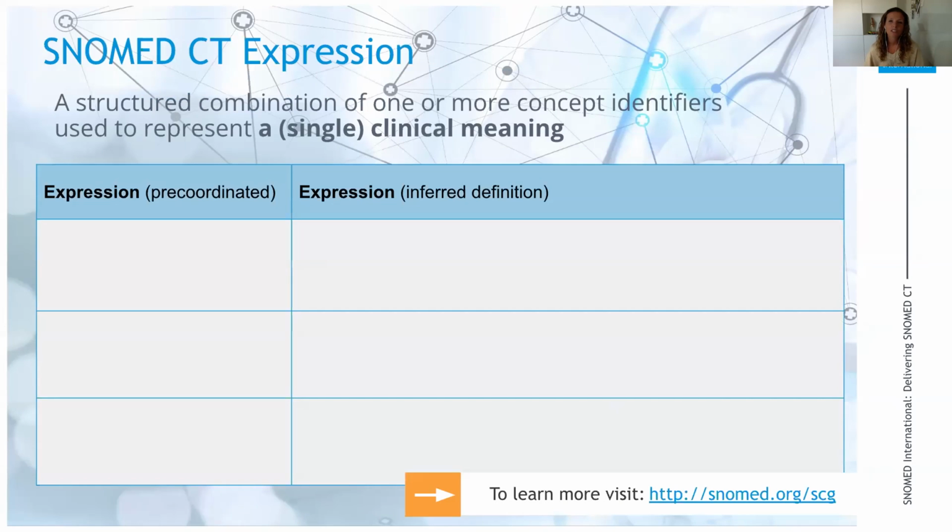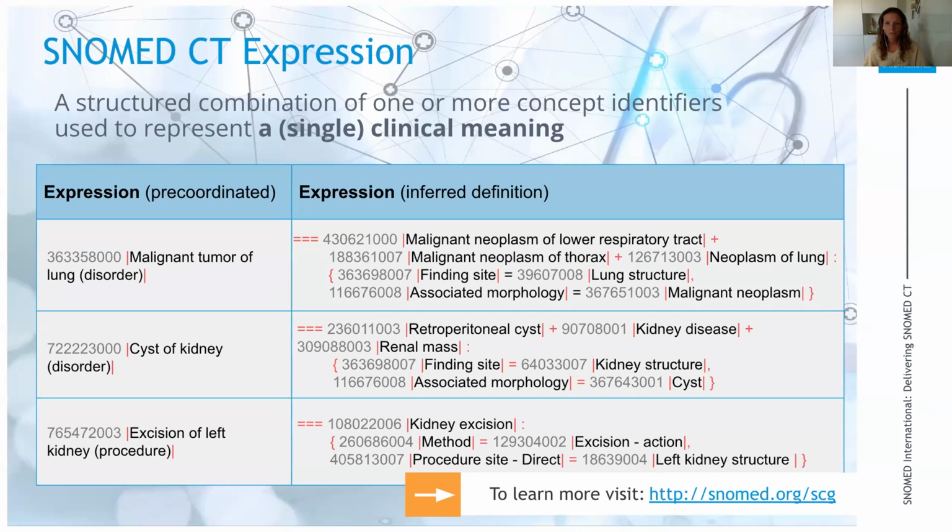To explain what the expression constraint language does, let's first talk a bit about SNOMED CT expressions. Because as you probably already know, all SNOMED CT concepts can be represented as different types of expressions. In this slide, you see a few examples of pre-coordinated concepts and their inferred definitions represented as expressions. For example, the concept excision of left kidney has the inferred definition of being a kidney excision with a method of excision and a procedure site direct of left kidney structure.